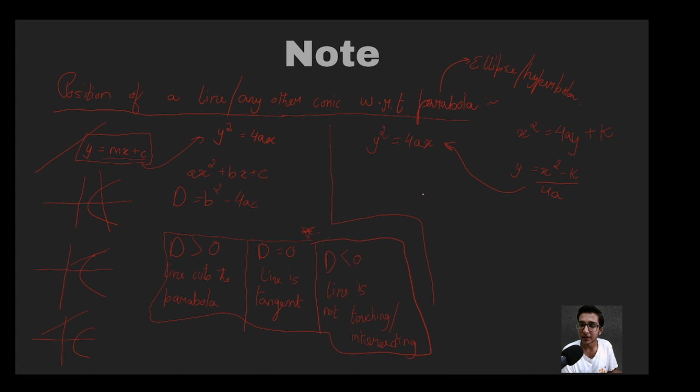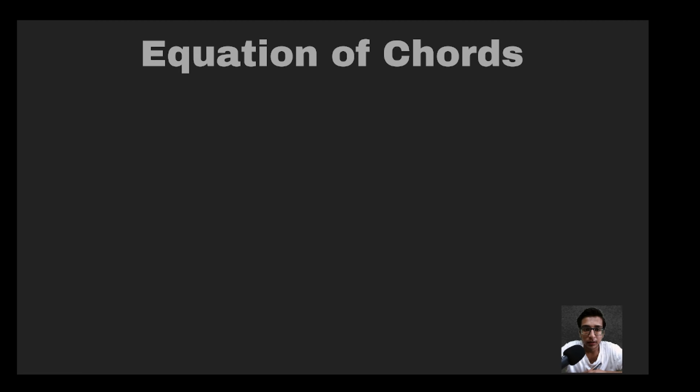Again you would get a quadratic, or a biquadratic, and then you take out the discriminant, and the same concepts would apply. If D is greater than 0, the other conic would cut or intersect our parabola at one or more points. If it is equal to 0, it is just a tangent, touching it at one point, and if it is less than 0, it is neither touching nor intersecting. So this important concept must be remembered. Now let's study the equation of chords.